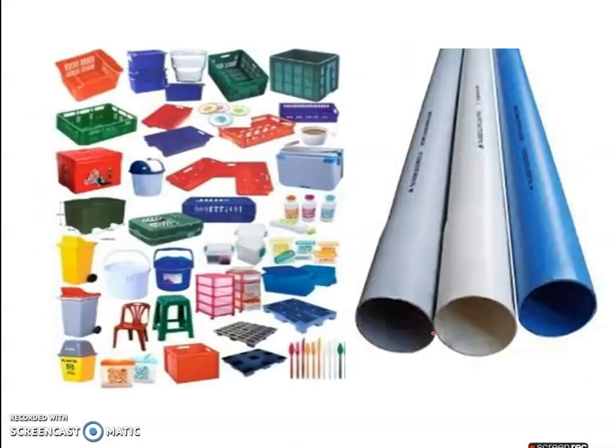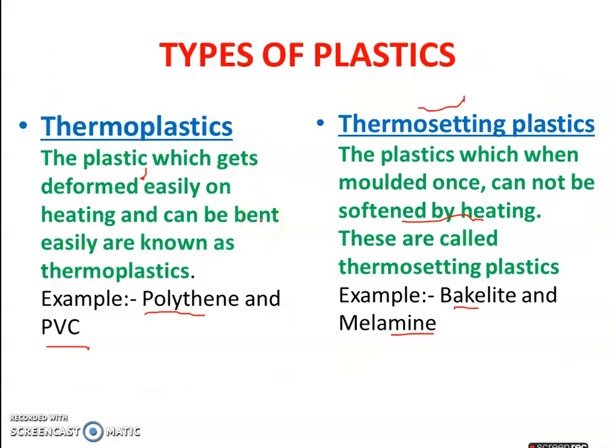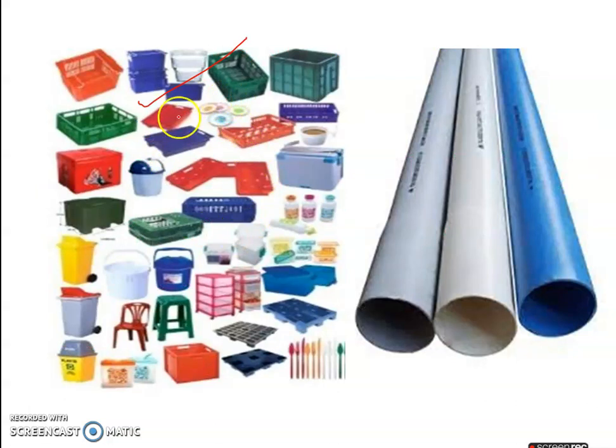Now you can see in this picture there are so many articles which we are using at our home and in our office. So these articles are mainly thermoplastics. Thermoplastics can be molded. So these are examples of thermoplastic. You can see on the right hand side there are PVC pipes which can easily be softened by heating. We can mold them into other shapes also.